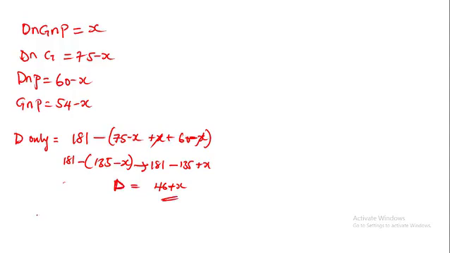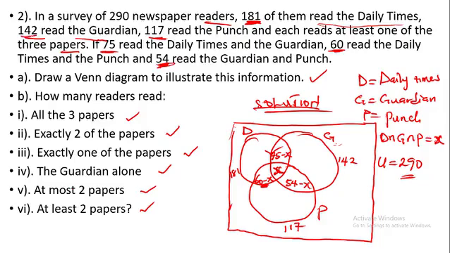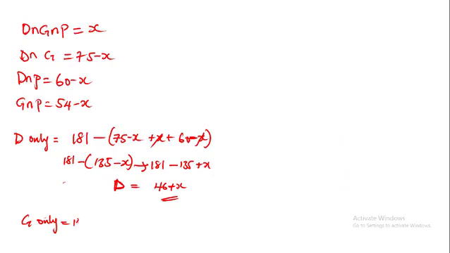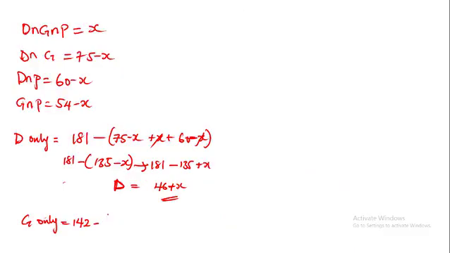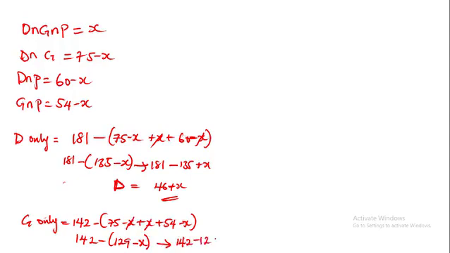Then we solve for G only. From the question, those who read the Guardian is 142. So we have 142 minus everything inside the G set, which is 75 minus X, we have X, we have 54 minus X. So we have 75 minus X plus 54 minus X. We have 142 minus 75 plus 54, which gives us 129. Then this will cancel this, we then have minus X. Opening the bracket, we have 142 minus 129 plus X, and that will give us 13 plus X.